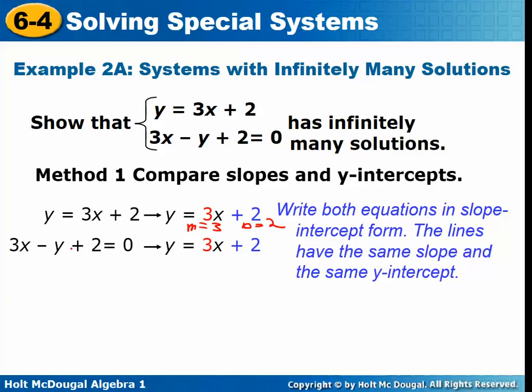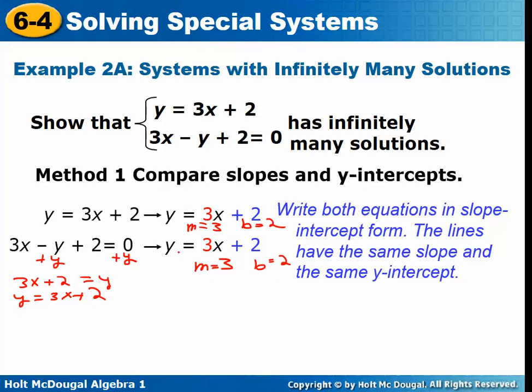The second one we need to first rewrite. So I want to solve for y. I'm going to add y to both sides. That's the easiest way. So I'd have 3x plus 2 equals y, and then if you want, you can rewrite that with the y on the left side if you prefer it, and you'd have y equals 3x plus 2. So the slope is 3, and the y-intercept is 2. They're the exact same thing.